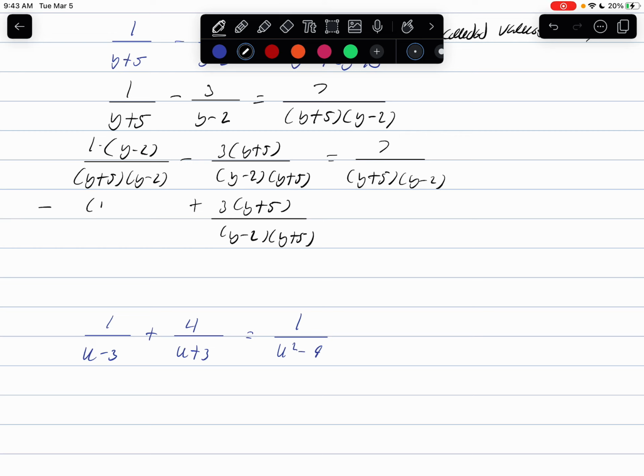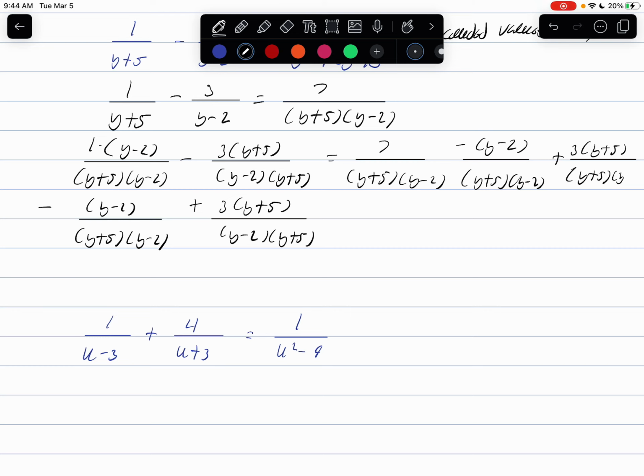And we can just ignore the 1. So we have y minus 2 over y plus 5 times y minus 2. And we're going to take these each away on both sides. So we'll have minus y minus 2 over y plus 5 times y minus 2 plus 3 times y plus 5 over y plus 5 times y minus 2. Okay, my pencil's kind of acting up here, but that's sort of the idea here. Okay, so this will cancel, so we're good there.